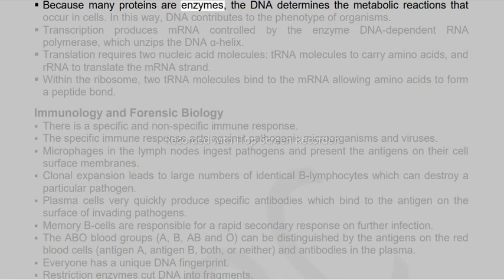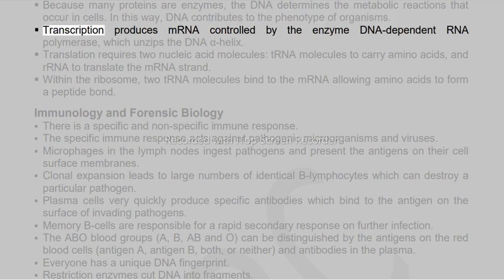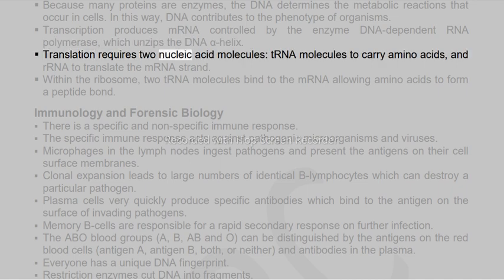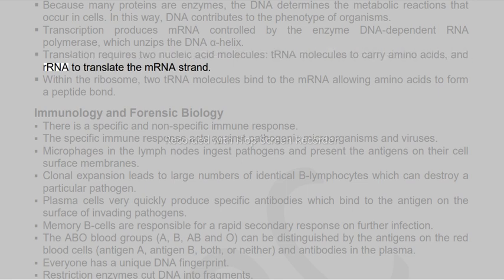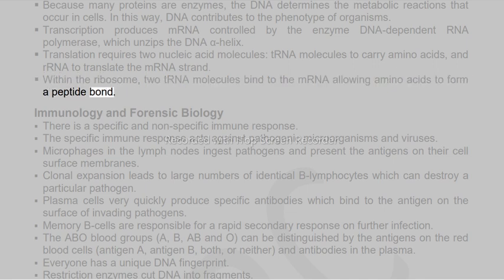Because many proteins are enzymes, the DNA determines the metabolic reactions that occur in cells. In this way, DNA contributes to the phenotype of organisms. Transcription produces mRNA controlled by the enzyme DNA-dependent RNA polymerase, which unzips the DNA double helix. Translation requires two nucleic acid molecules: tRNA molecules to carry amino acids, and rRNA to translate the mRNA strand. Within the ribosome, two tRNA molecules bind to the mRNA, allowing amino acids to form a peptide bond.